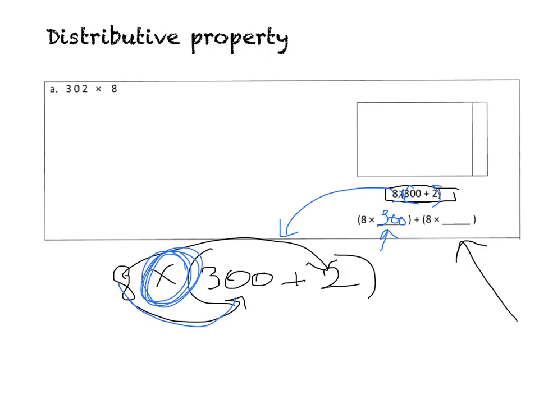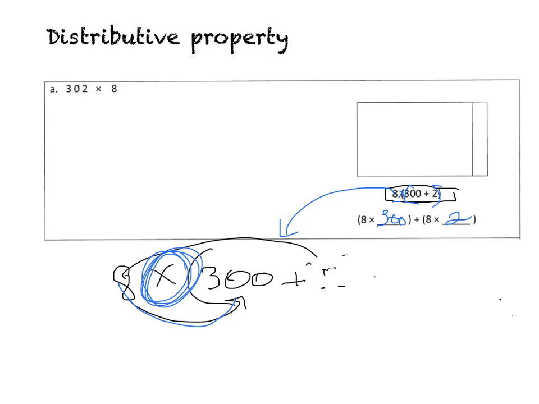300. And what would be here? 8 times 2. Very good. And that is how we're going to get those answers. We're going to multiply our partial products like we've been doing, and we're going to recognize that we're going to be multiplying 8 times 300, and then we're going to add that to 8 times 2. Now, what would that look like on an area model?